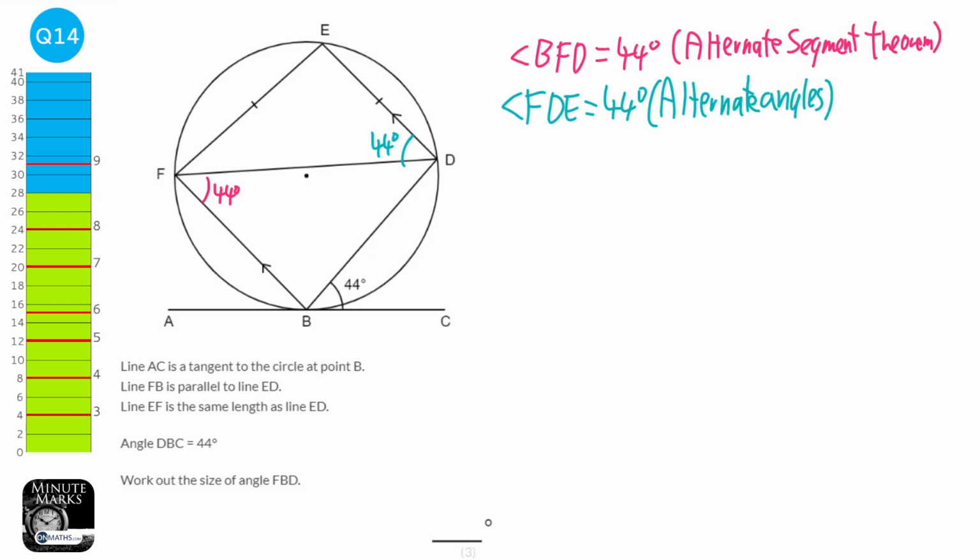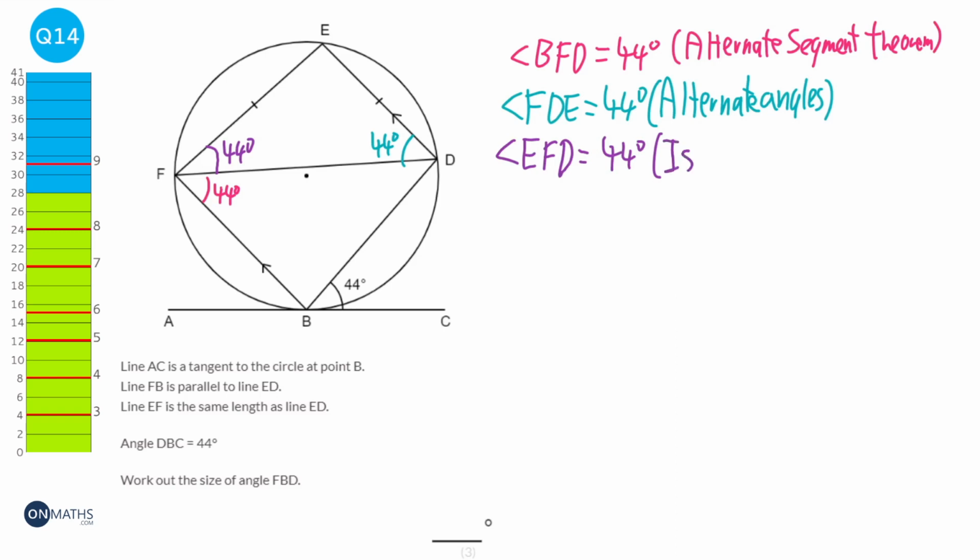Okay, next thing I notice is that we have an isosceles triangle here, here, and here. And the bottom 2 angles in an isosceles, assuming that it's upright, are always equal. So this is going to be 44 degrees here. So angle EFD is also 44 degrees. And again, we have to just say that it's an isosceles triangle. Okay, just highlight the fact it's an isosceles triangle.